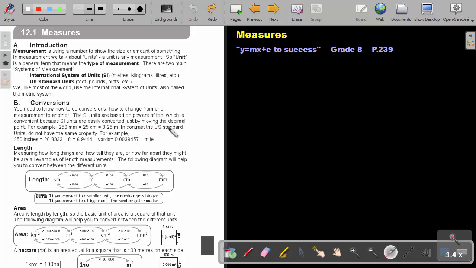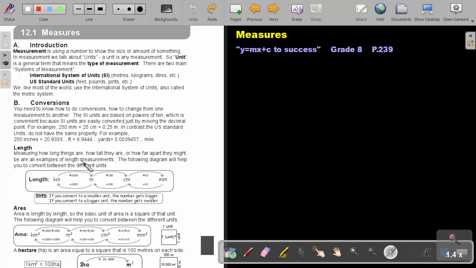In contrast, the US standard units do not have the same property. For example, 250 inches equals 20.8333 feet equals 6.9444 yards equals 0.0039457 mile. Length. Measuring how long things are, how tall they are, or how far apart they might be are all examples of length measurements.